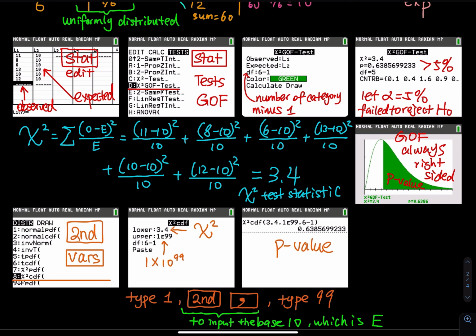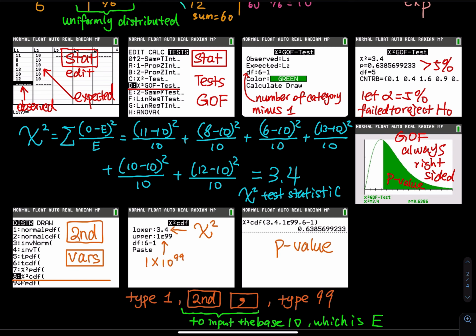The E is base 10. 1 times 10 raised to the 99 power, right? So that is base 10, and then you type 99. And then the degree of freedom, 6 faces minus 1. And then once you click the paste, they will paste the whole command to the home screen, and then you click enter, you get your p-value. So what happens if you don't see a different menu?